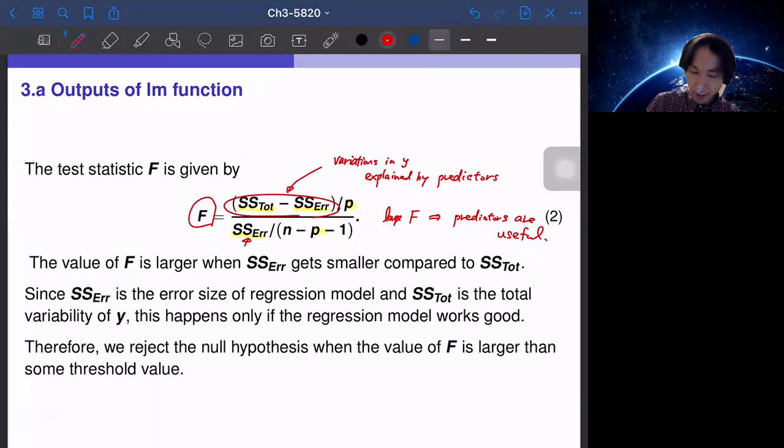Yeah, so this is the F, and this is some adjustment term to adjust for the degrees of freedom. SS error has degrees of freedom of n minus the number of parameters, which is here. And P is the number of predictors. With more predictors, of course, we can explain more variation, so we divide the variation by the number of predictors to standardize the result.